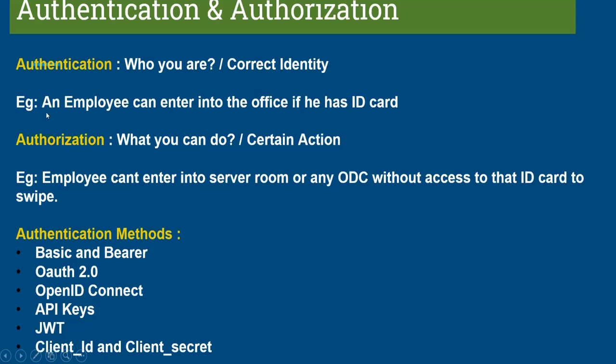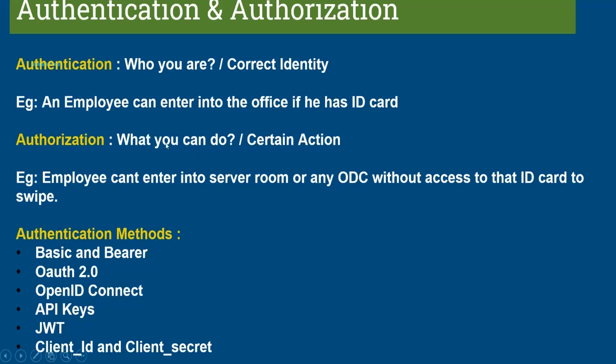In general, maybe we can take one more example: an employee can enter an office if he has an ID card. If you are going to the office, you can show that ID card to security. Security will check if that ID card is valid and is the company ID card. If he finds it okay, he will allow you to enter the office. You can use the cafeteria or any common area. You can access your workstation, right?